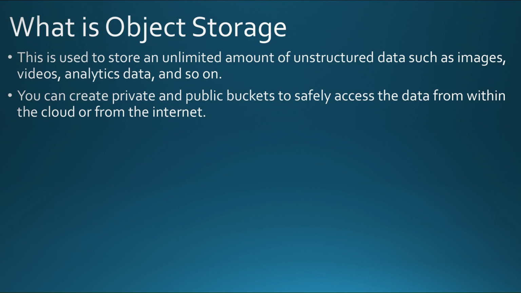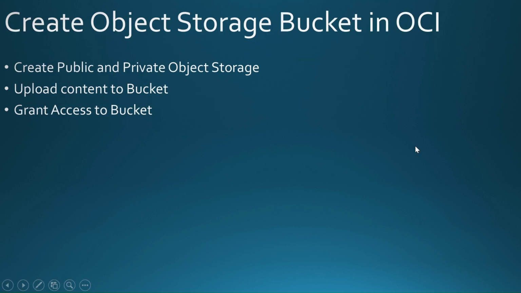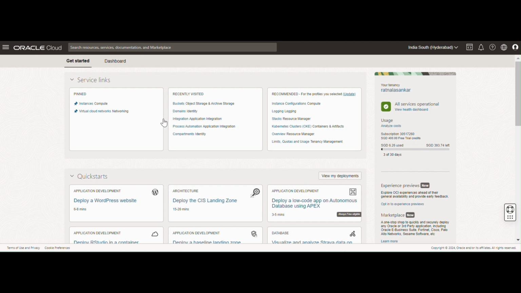When it comes to a production real-time environment, we have a requirement to take the export of all the integrations, and on a weekly basis we can store it in object storage. Basically we will take the backup. Now I'm going to show you how to create public and private object storage in Oracle Cloud Infrastructure, and also we will upload content to that bucket, and give provision to access it from the REST service. I just connected to the Oracle Cloud Infrastructure.